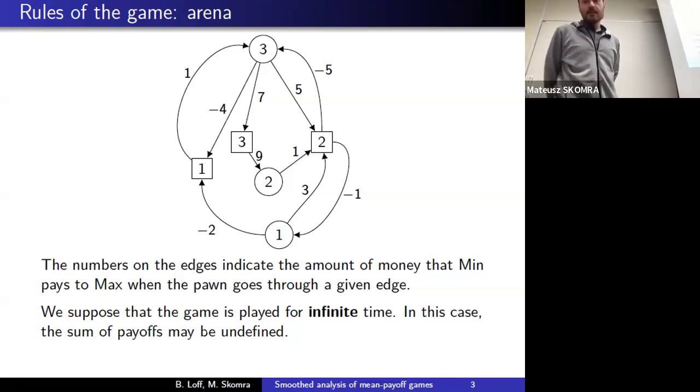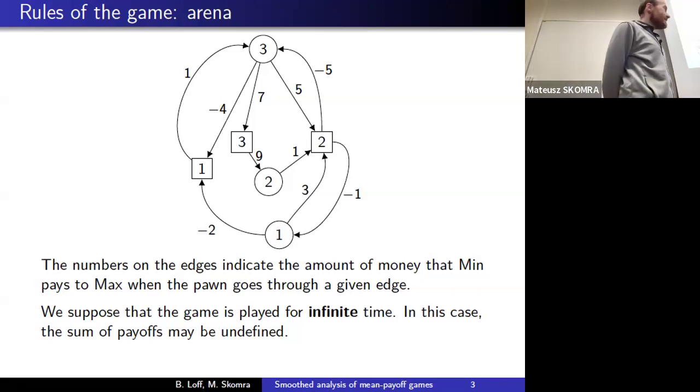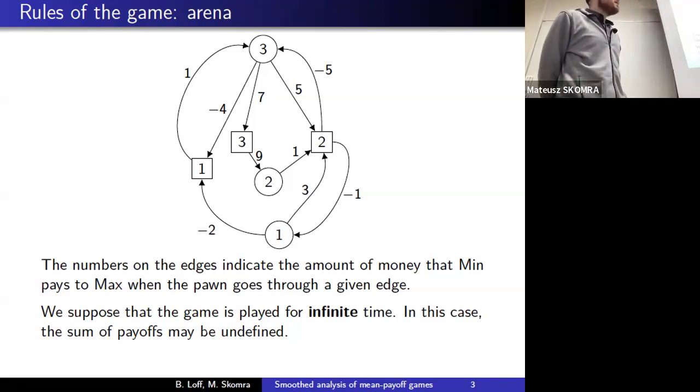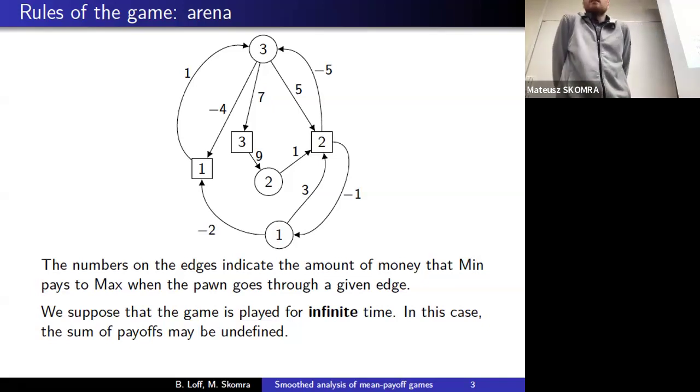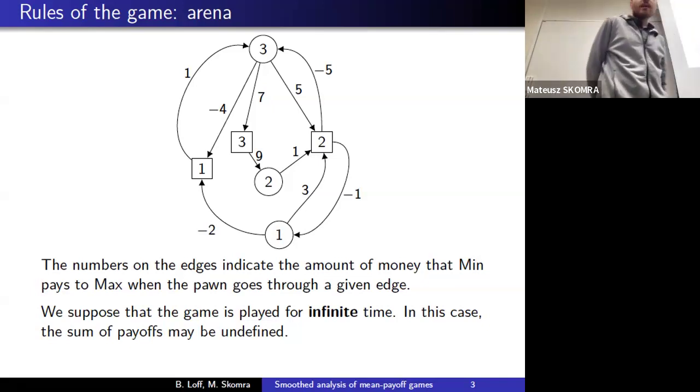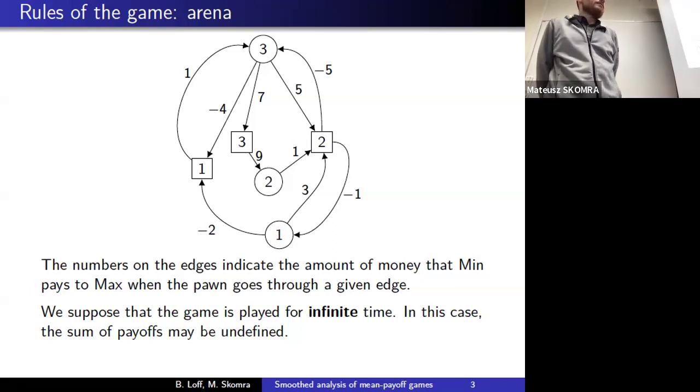So of course, in this setting, it is a little bit hard to say what it even means to win such a game, right? Because you have an infinite string of payoffs, and the sum of this may not even be defined. It can oscillate, it can be plus infinity, minus infinity, or whatever we want, to be honest. So this is not yet a well-defined game.